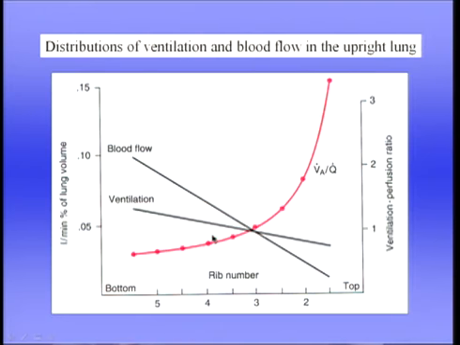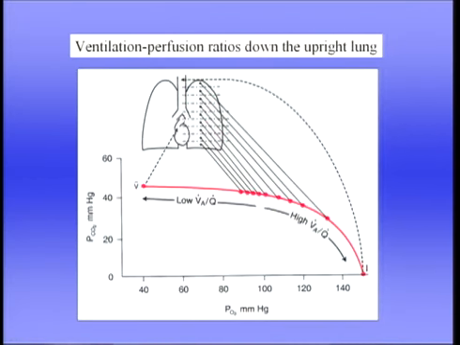And actually this slide shows a number of points on this line, and these were used many years ago when we were measuring the distribution of blood flow and ventilation, and therefore calculating the ventilation perfusion ratio. So now let's look at what happens at each of these levels in the lung as the ventilation perfusion ratio changes. And this is shown here.